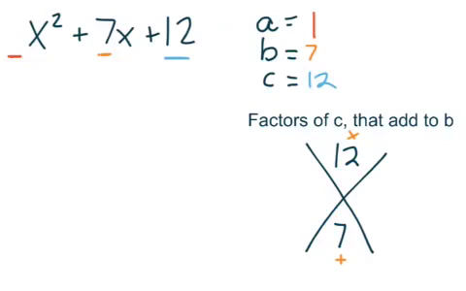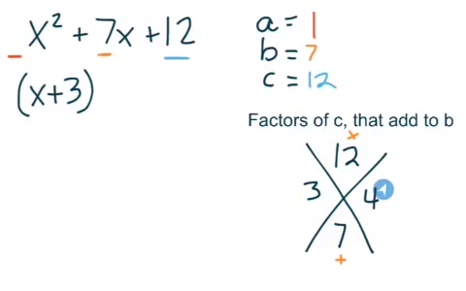Pause your video and try to figure them out on your own. Those two numbers are 3 and 4. If you put 4 and 3, that's okay. Now I need to write the binomials. So the first number I got was 3, and it's positive. So my first binomial is x plus 3. It's plus 3 because the 3 was positive. Then I had a positive 4, so my second one is x plus 4. And that's my final answer.